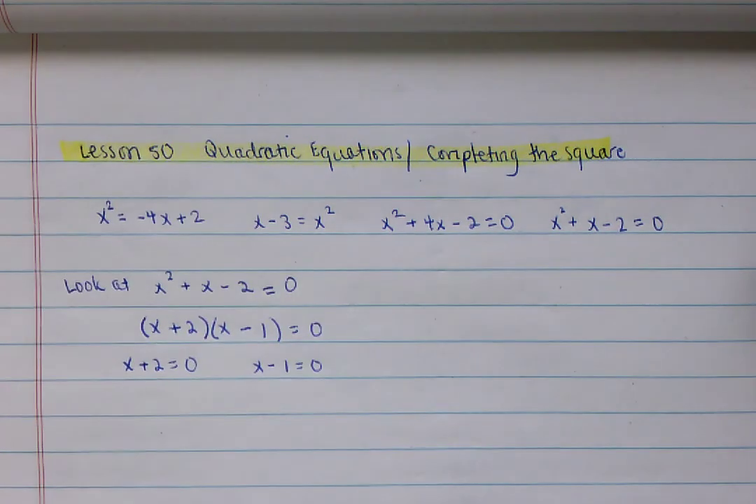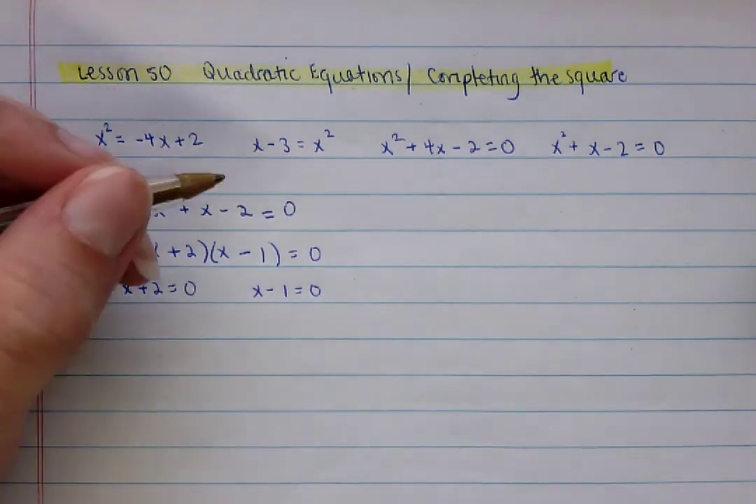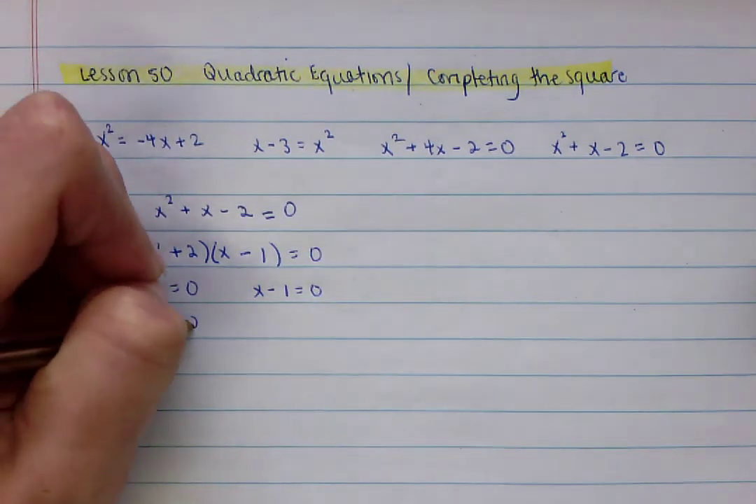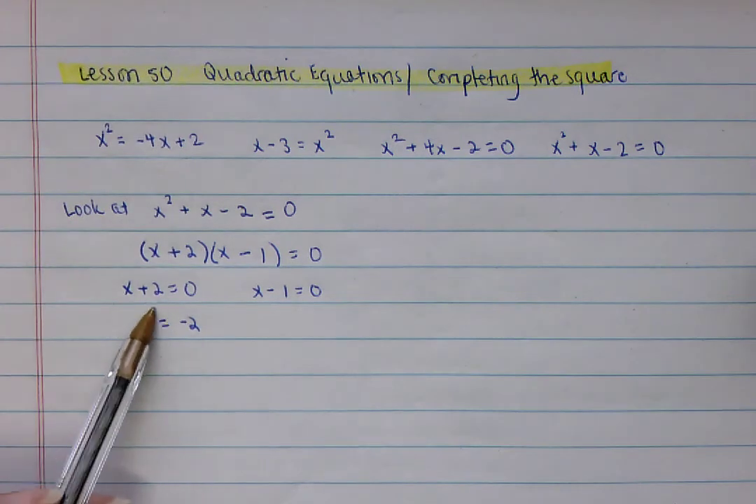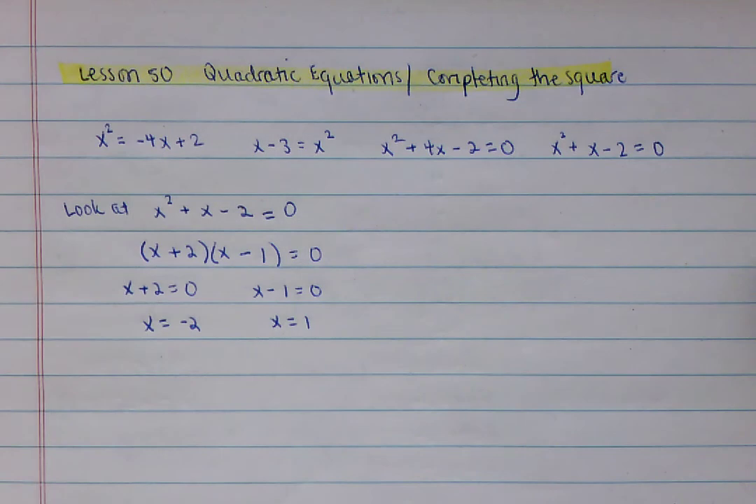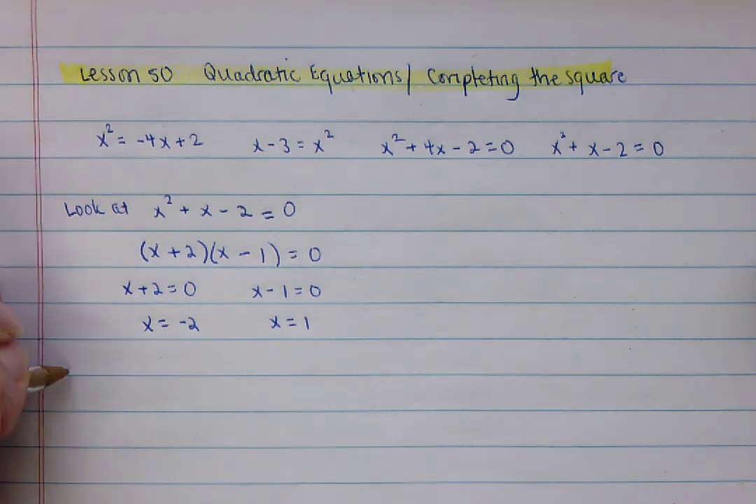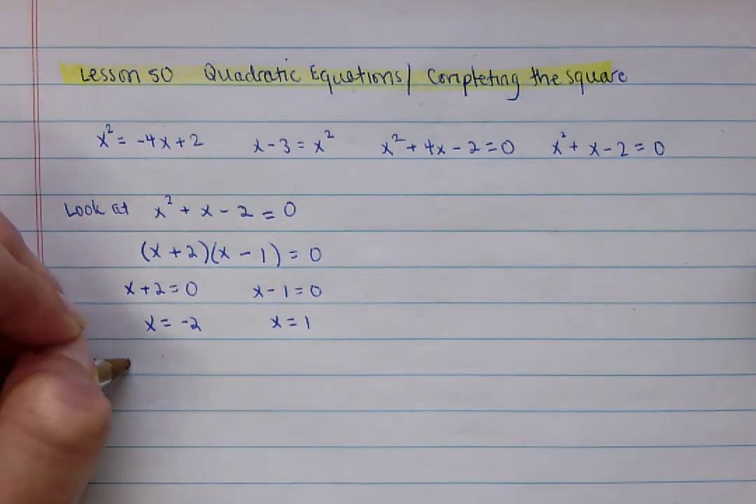And we would solve these, okay, by subtracting in this case or adding in this case. So x would equal -2 if we subtracted 2 from both sides. And if we added 1 to both sides, we would get x equals 1. So that's one way that we have learned how to solve these quadratic equations. The other method that we used, so let's look at this one.